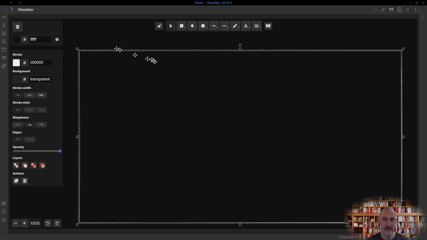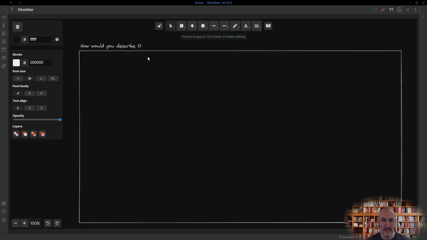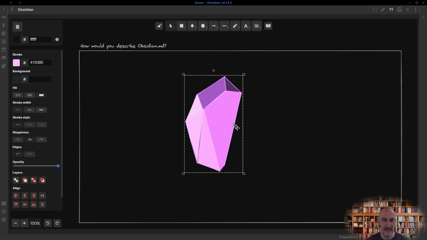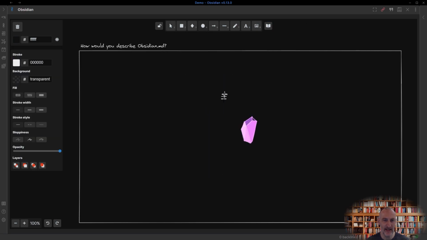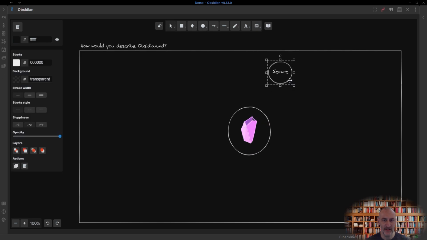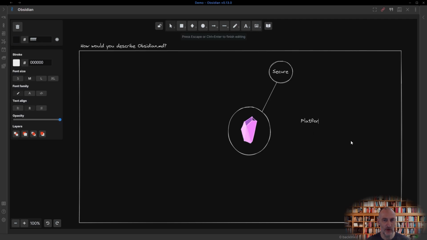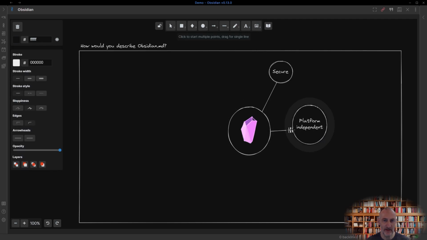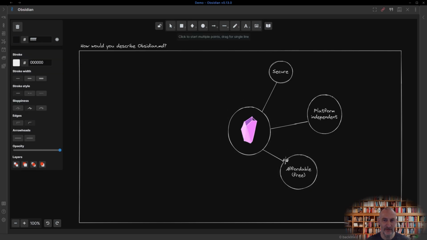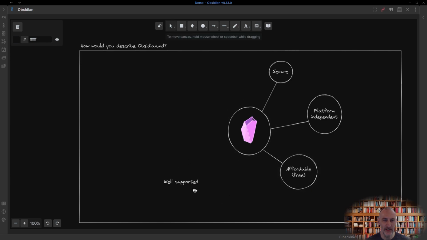Let's look at another example. How would you describe Obsidian to a friend? Notice how in this case, I'm selecting a sketch from my stencil library to be the central idea. Obsidian is secure. It is platform independent. It is very affordable. It is well supported by friendly developers and a strong community.